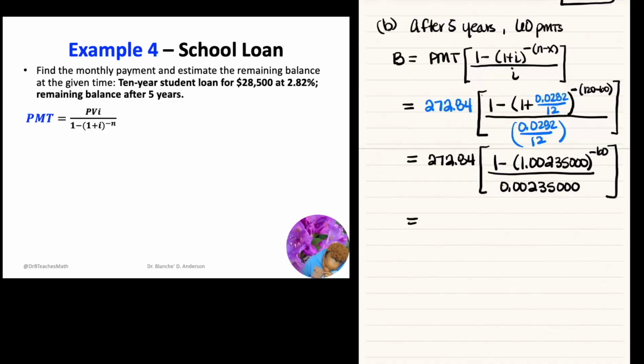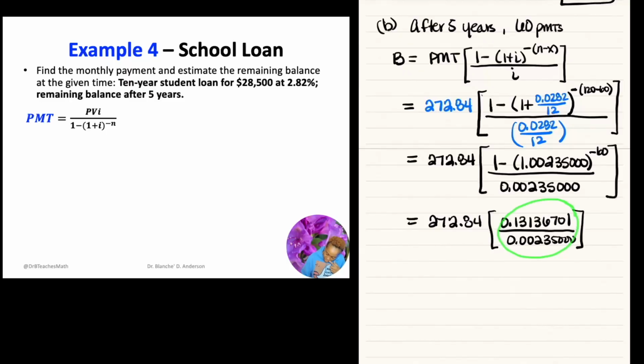So when you do that, you have 272.84 times 1 minus that at the top, which is 0.13136701, divided by 0.00235. Okay, so now in your calculator, put that part.